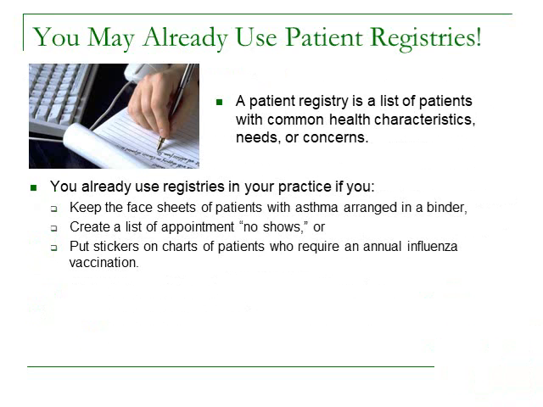A patient registry is a list of patients with common health characteristics, needs, or concerns. You already use registries in your practice if you keep the face sheets of patients with asthma arranged in a binder, create a list of appointment no-shows, or put stickers on charts of patients who require an annual influenza vaccination. These are all examples of informal registries. The next slides will describe more formal registries for use in a variety of healthcare settings, including transitions planning.